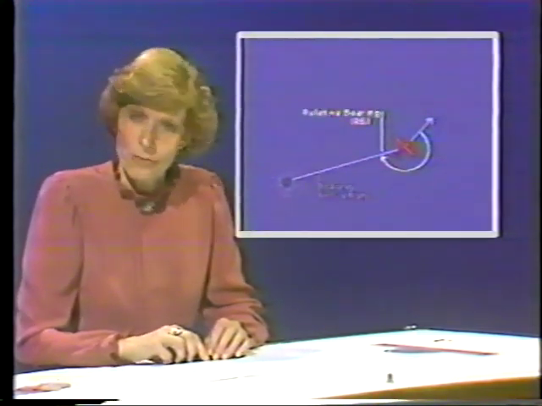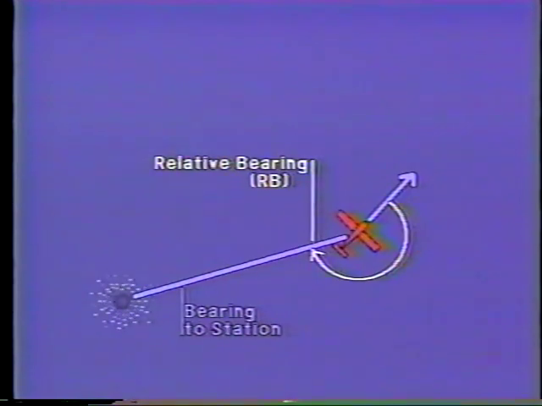To use all of these components, we must first learn the language of ADF navigation. The terms we'll learn are relative bearing, which is the angle between the longitudinal axis of the airplane, a line drawn from the nose to the tail, and a line drawn from the airplane to the radio station. Relative bearing is measured in a clockwise direction and is stated in degrees. In this diagram, the relative bearing is 220 degrees.